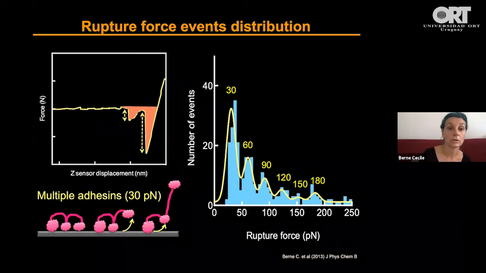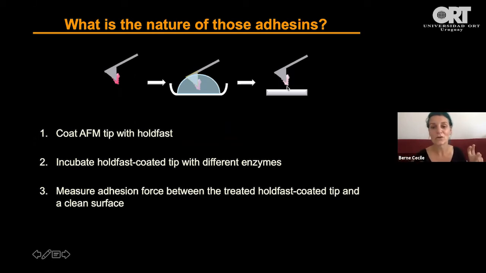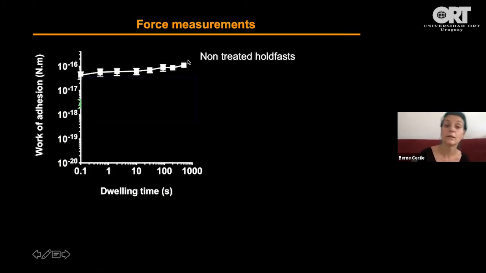So of course we wanted to know what those adhesins were made of. For that, we took our tip with Holdfast immobilized on it. We just incubated it with different types of enzyme, and then we used our modified Holdfast tip and did the same kind of experiments. So here what we are looking at is basically the same force curve I showed you before, but now on a log scale. So you can see that on our control, Holdfast with no enzyme treatment, you've got an exponential. You can't really see the exponential anymore, but it's the same curve.